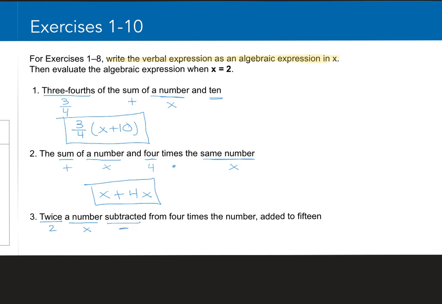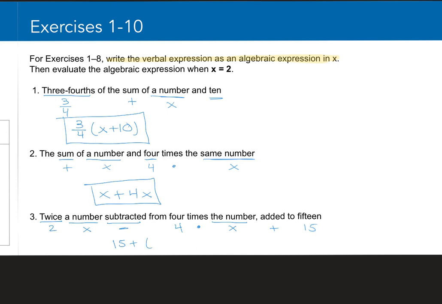We have subtracted from. We have 4 being multiplied. So again, we're using that dot for multiplication times the number. So we're using that same number x. And then we're adding 15. All right. So here, we're going to add 15. Remember from the properties, that addition is commutative, so I could have stuck 15 at the beginning or stuck it at the end. It did not matter.